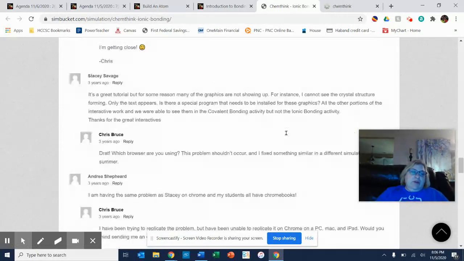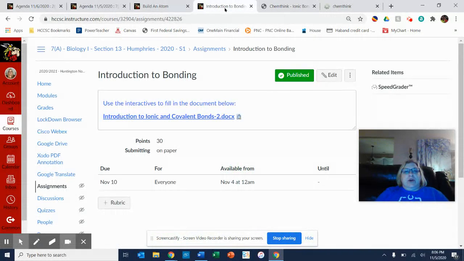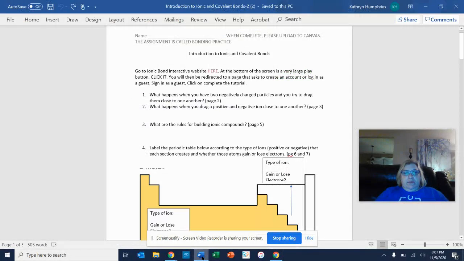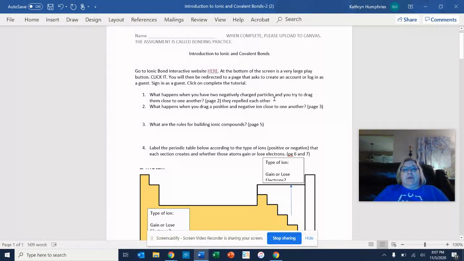So actually, I don't think it's on here. These are just comments about the tutorial. I think it's over here is the document. There it is. Okay. So what happens when you have two negatively charged particles and you try to drag them close to one another? Well, we saw that. We saw what happened there. They repelled each other. So you just answer it just like that. I kind of like it if you guys answered in a different color font. Makes it a lot easier for me when I'm grading it.